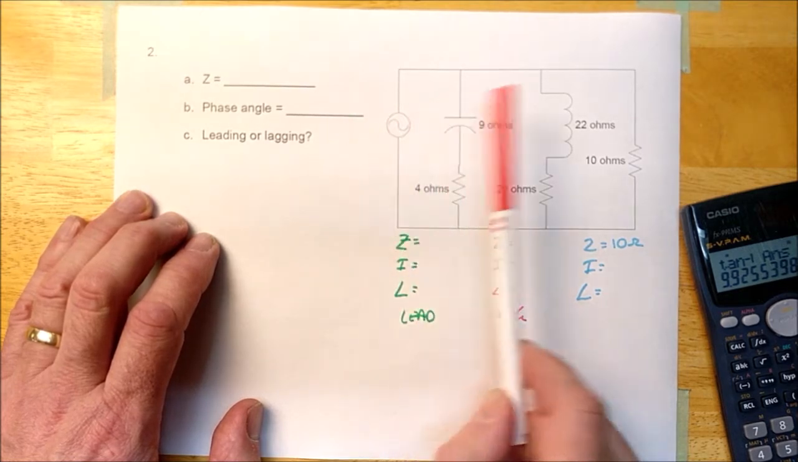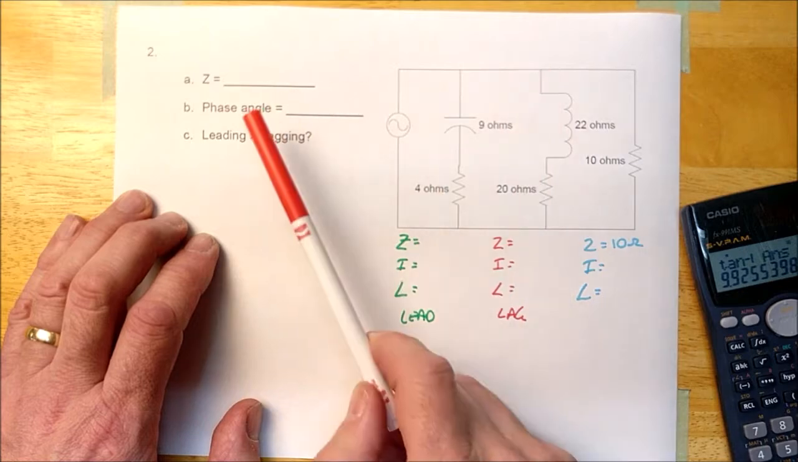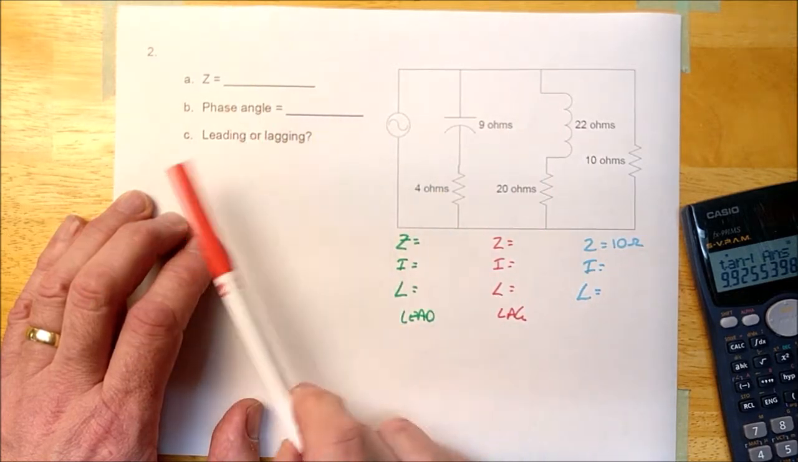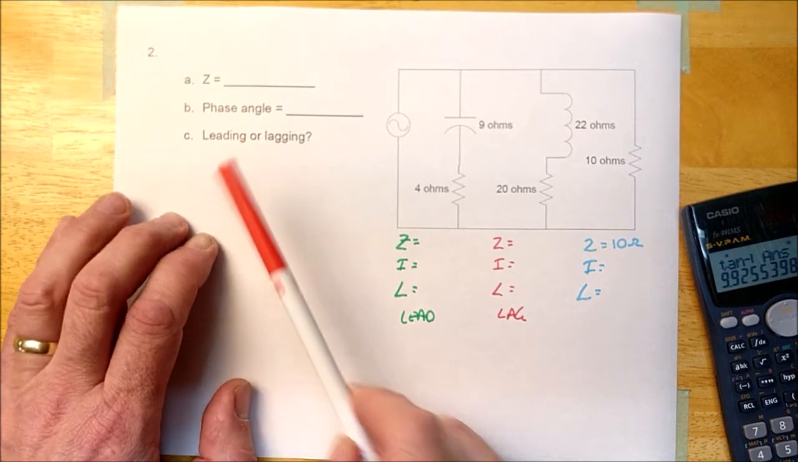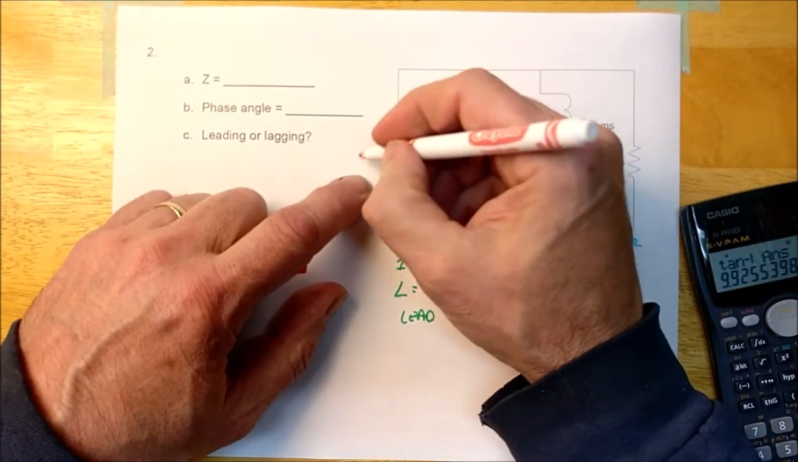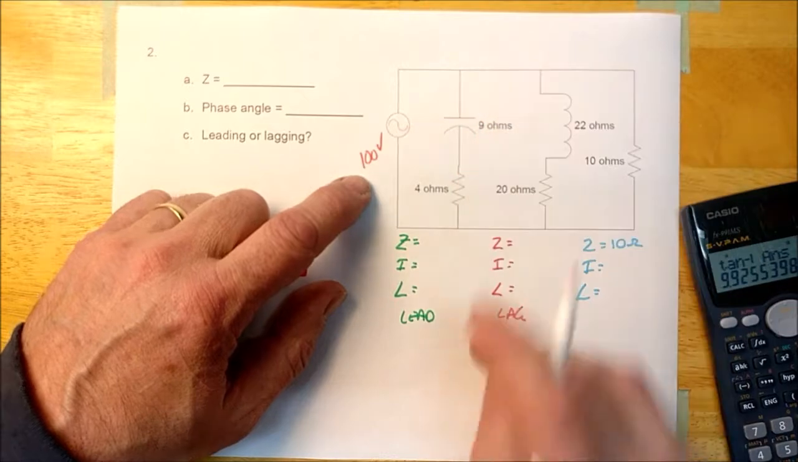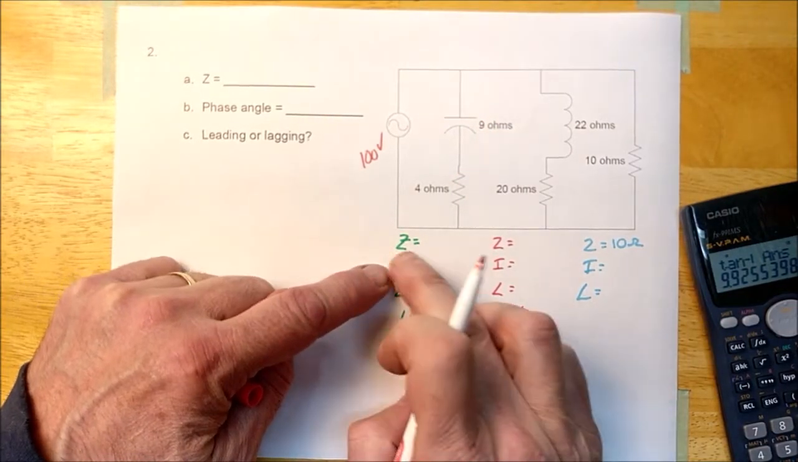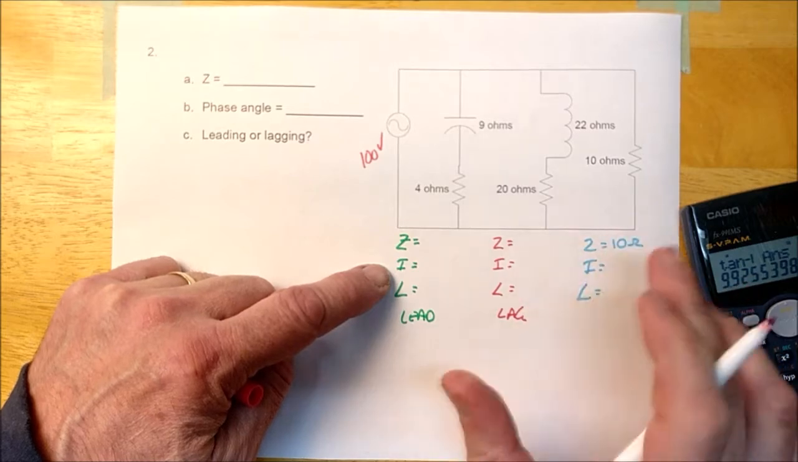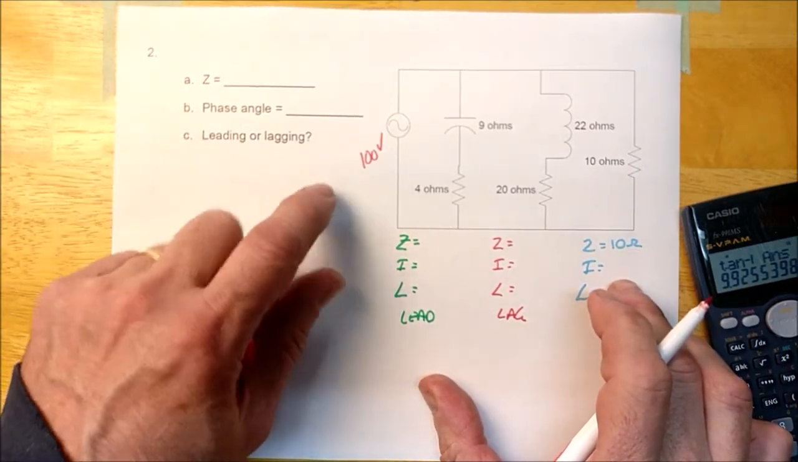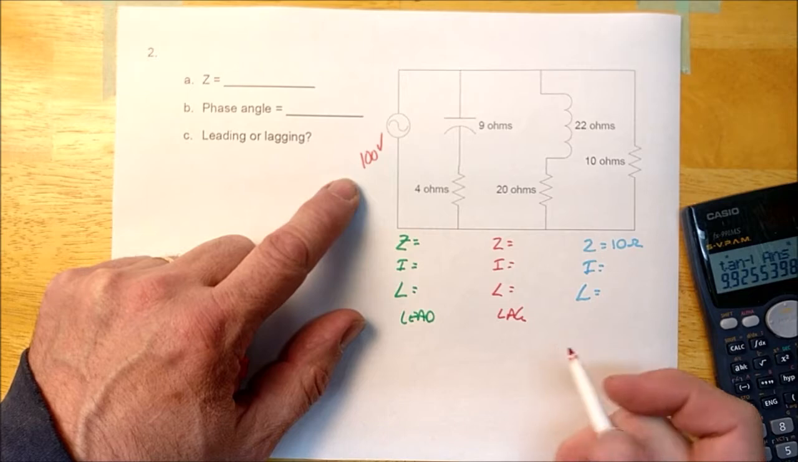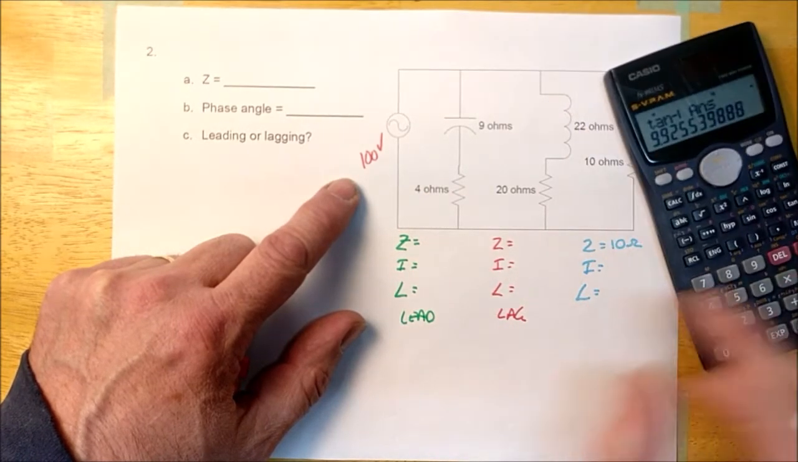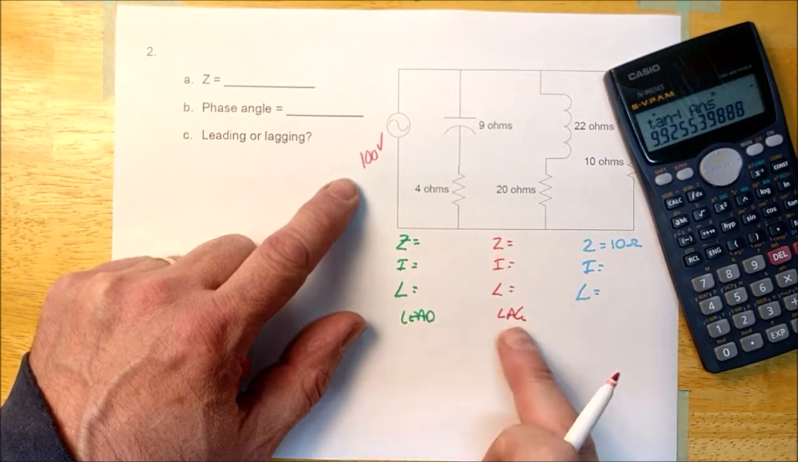Depending on what voltage you use, you will get different values of current, but it shouldn't change your impedance, your phase angle, or whether the circuit's leading or lagging. I'm going to do this one using 100 volts. You can use any voltage you like. Be aware that if you use a different voltage, you will get different currents, but it won't matter. It'll still work out. So if you want to make it the same as mine, use 100 volts. Okay, guys? So we're going to do it exactly the same way.